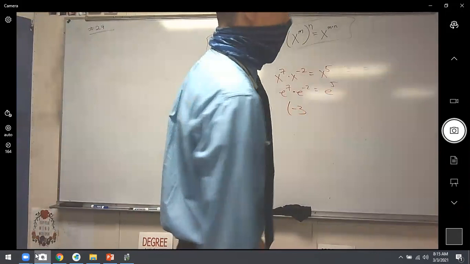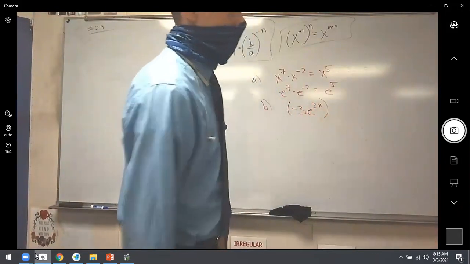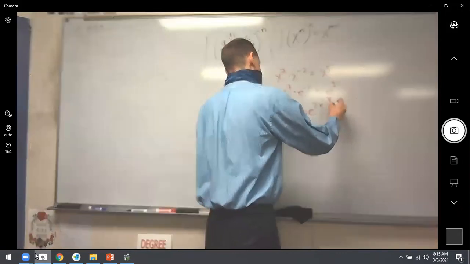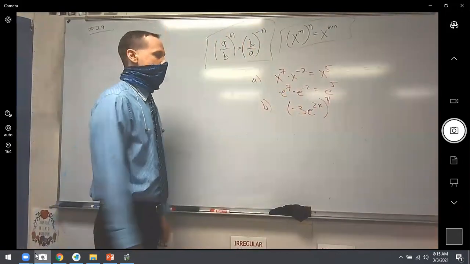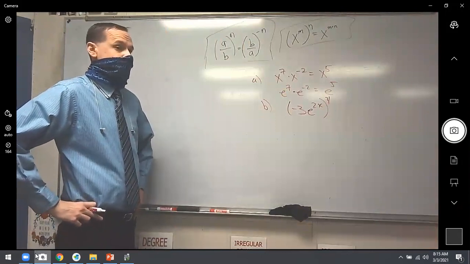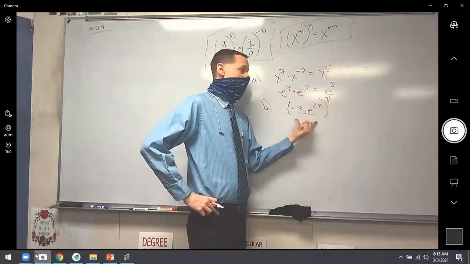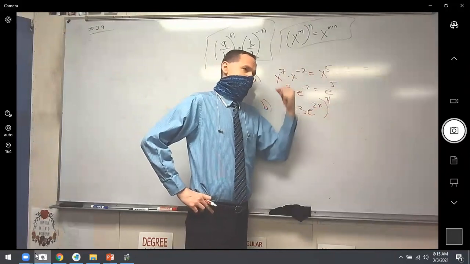Negative 3 e to the 2x. Well, that's weird looking. And that's raised to the 4th power. How the heck are we going to do this? There's lots of ways to do it. Number 1, you could just remember what raising something to the 4th power means. It means to multiply by itself how many times? 4 times. You could do that.